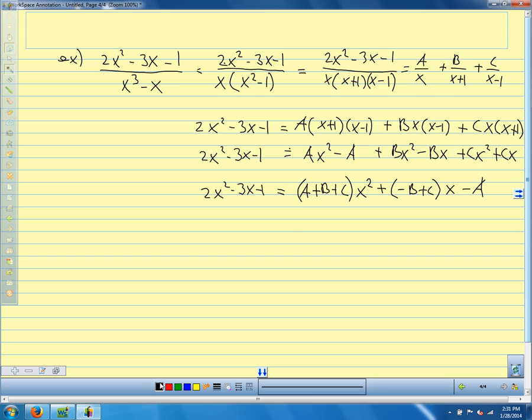And now I can equate this part with this part, this part with this, and this part with this. So I get A plus B plus C equals 2, minus B plus C equals negative 3, and negative A equals negative 1.